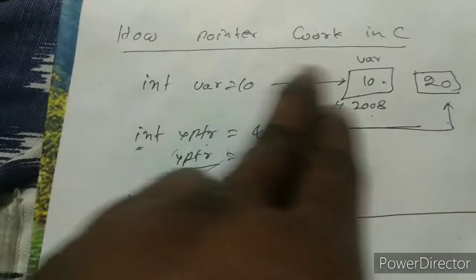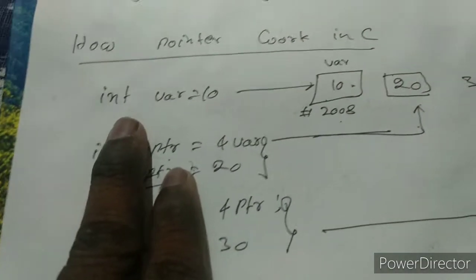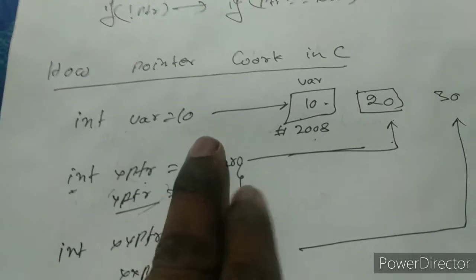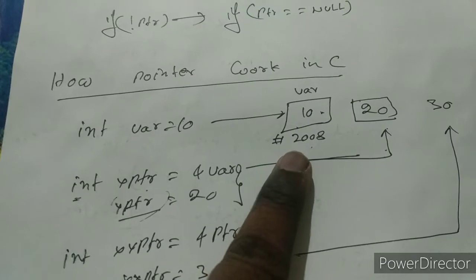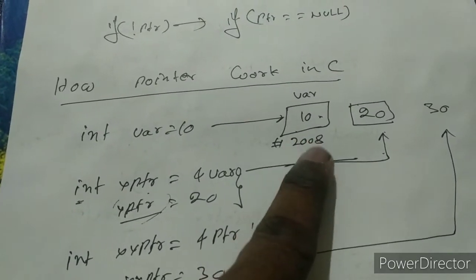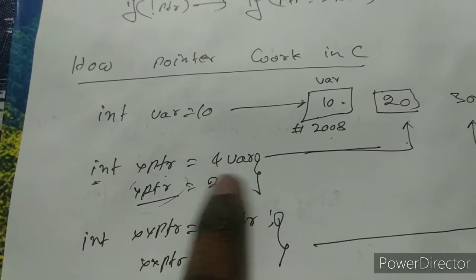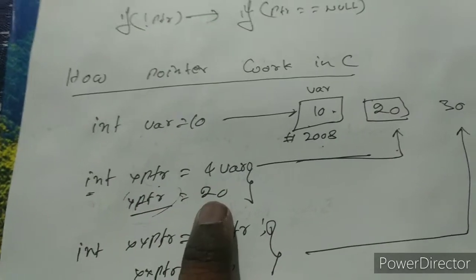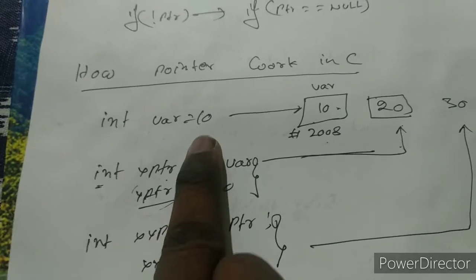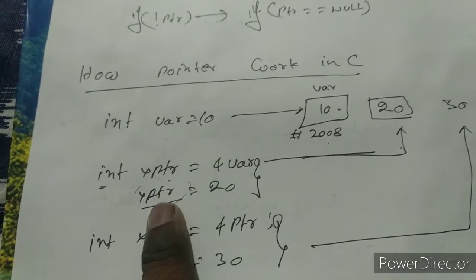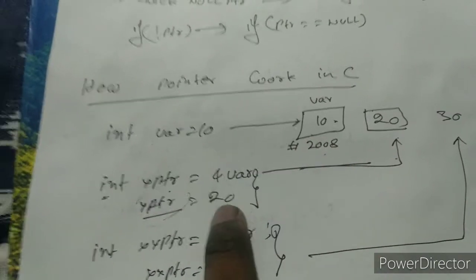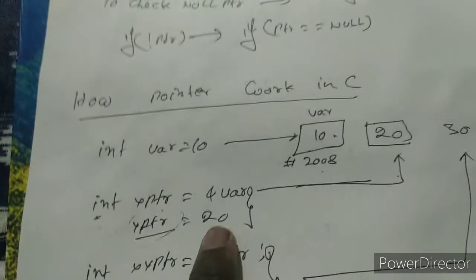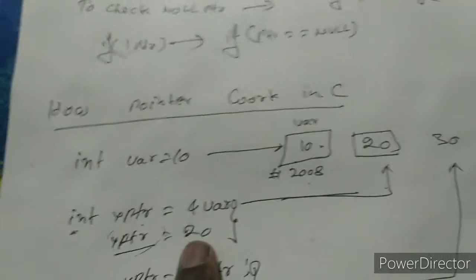Now let us see how pointers work in the C language. Suppose an int variable has the value 10, stored in some memory location, say 2008. Suppose int star ptr is equal to ampersand value. Now ptr initially holds the address of the variable with value 10. Suppose I want to override the 10 value with 20, like this: star ptr is equal to 20. This is an important application of the C language.